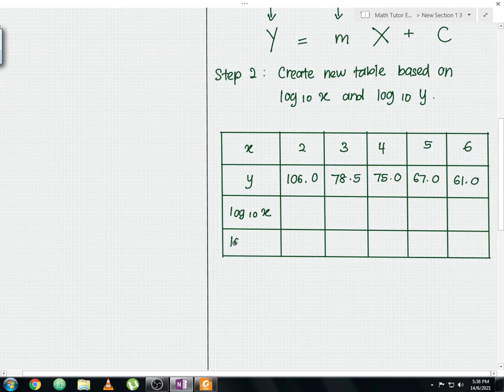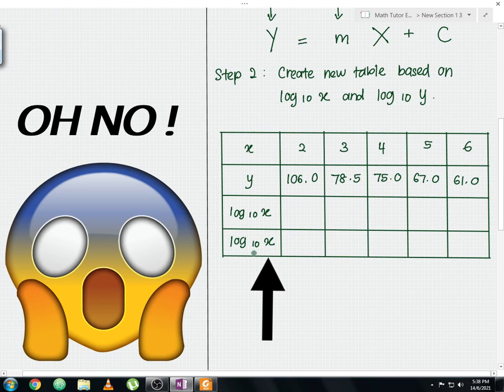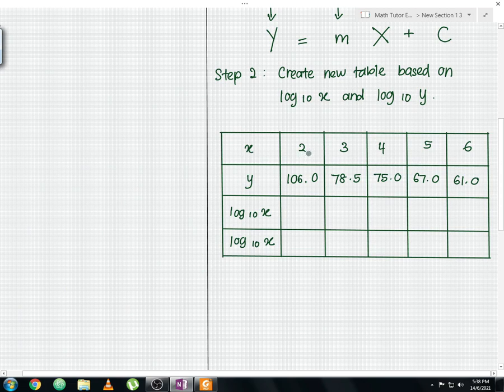Okay, we are including two new variables, which are log 10x and log 10y. So you need to calculate the logarithms of the respective variables. Let's say for x, when x equals 2, your log 10x will be log 10 of 2. When you calculate this, you should be getting 0.30.